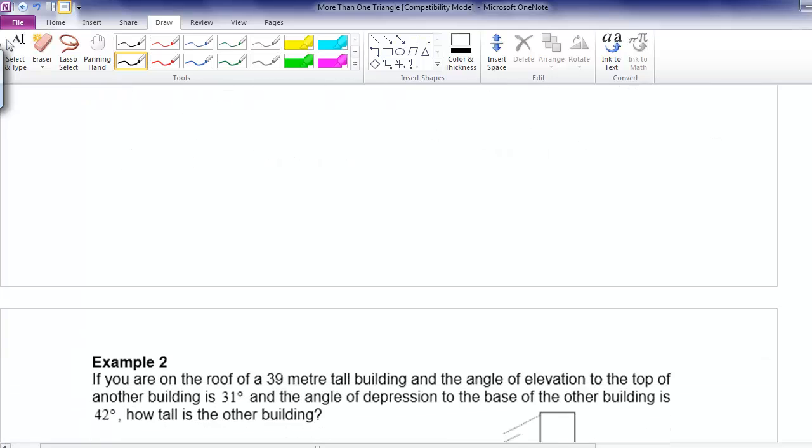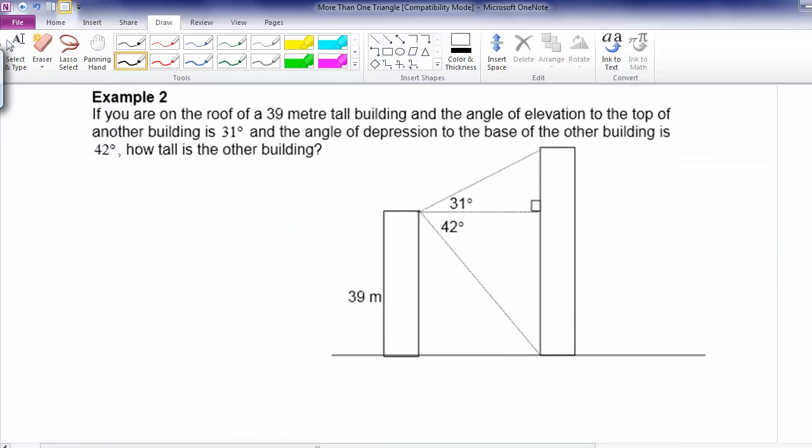Okay, let's look at one more example. Here's an example straight off an old provincial exam, and I betcha you're going to see this. So here the basic story is you're on top of a roof, and you look up to the top of another building that's across, and you look down to the base of the building that's across, and the question is asking how tall is the other building. And again, language we see, angle of elevation and angle of depression. And that's already in your notes.